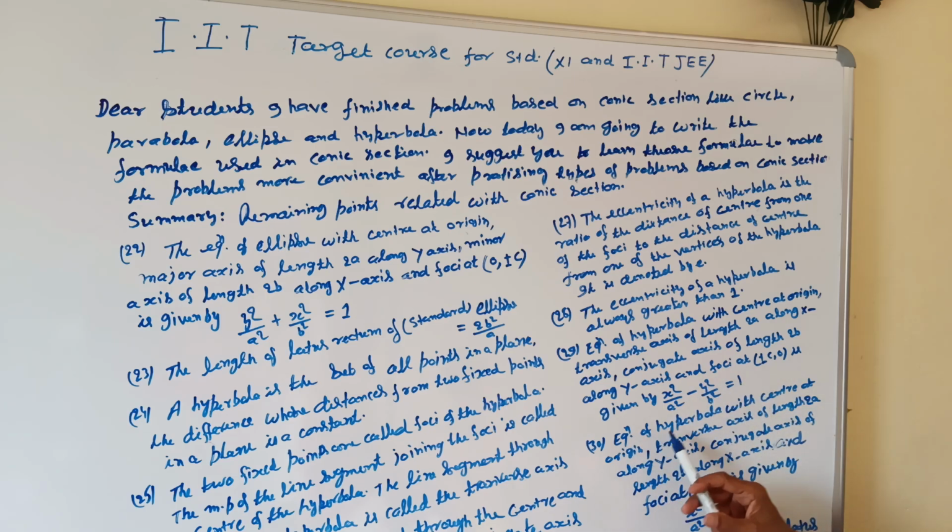30: Equation of a hyperbola with center at origin, transverse axis of length 2a along the y-axis, conjugate axis of length 2b along the x-axis, and foci at (0, ±c) is given by x square by a square minus y square by b square equal to 1. 31: The length of the latus rectum of a hyperbola equals 2b square by a.